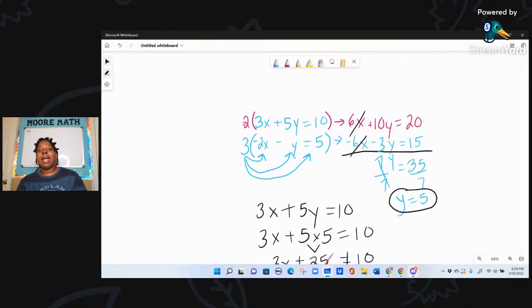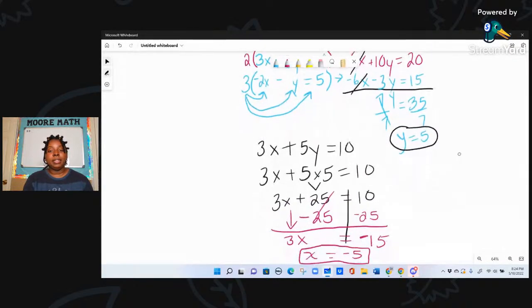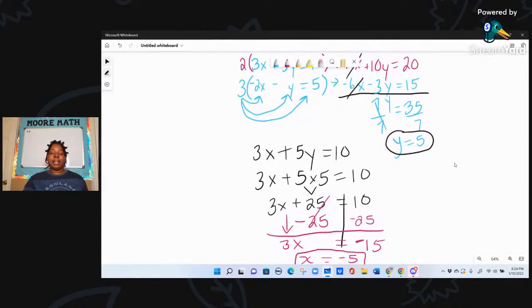So I had to change both of the equations so that there could be a 6x on the top and a negative 6x on the bottom. Once I had that, then I was able to get rid of the x and solve for y. It looks hard now, but once you get to 8th grade, 9th grade, you'll be fine. Did that help? Let me know.